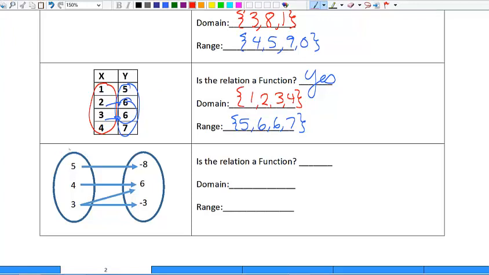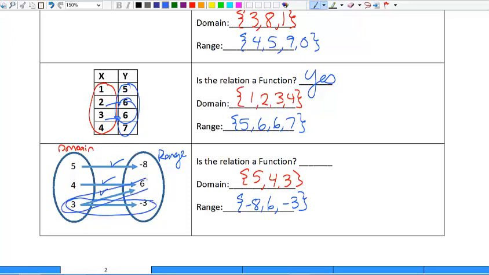All right, how about this one? My domain is the one on the left always, and the range is the one on the right. So my domain is going to be 5, 4, and 3. My range, I should do that in blue, is -8, 6, and -3. So is this a function, yes or no? Well, 5 is trying to date -8, that's okay. 4 is trying to date 6, that's okay. 3 is also trying to date 6, that part's okay, but it's this part that's not okay. This x value 3 is trying to be mapped to two different y values. That is not okay. So this is no, not a function.